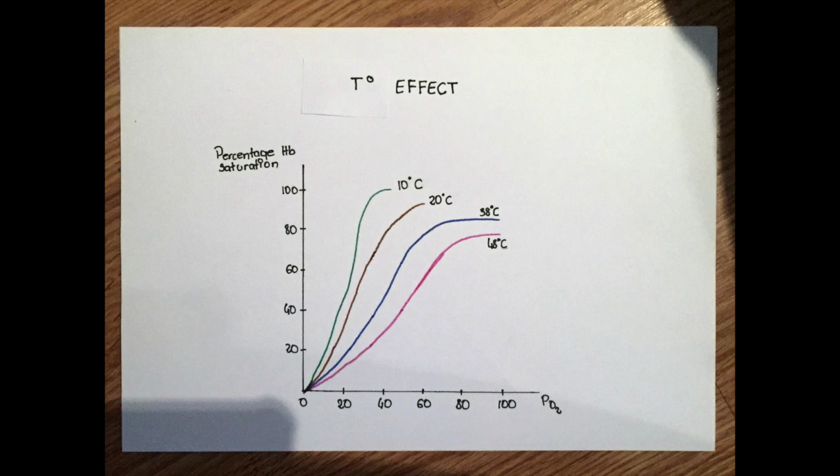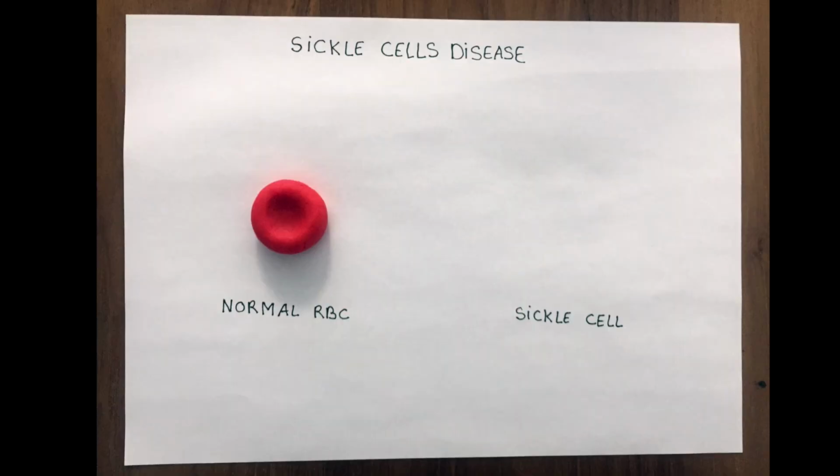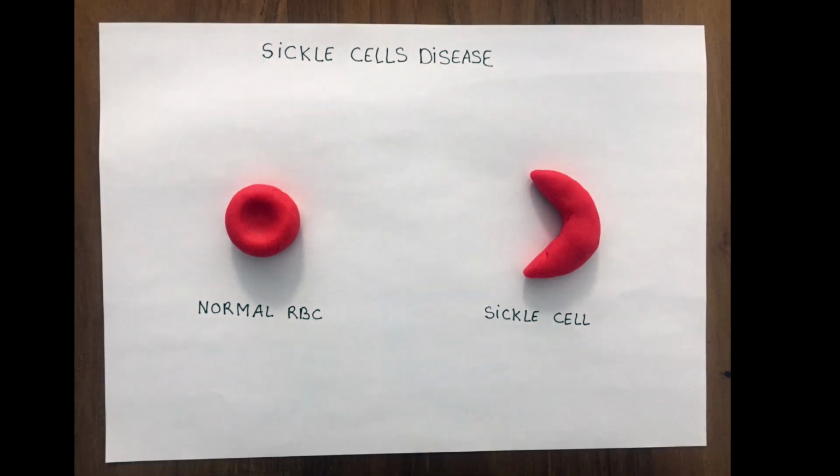Other regulators such as the pH or the partial pressure of carbon dioxide can also affect the binding of oxygen to the hemoglobin molecule. As a conclusion, let's briefly present a common disease that affects hemoglobin functionality: sickle cell anemia. Sickle cell anemia is a genetic blood disease due to the presence of an abnormal form of hemoglobin, hemoglobin S. It is caused by the substitution of valine instead of glutamate at position 6 in the amino acid sequence of the beta-globin chain of hemoglobin.